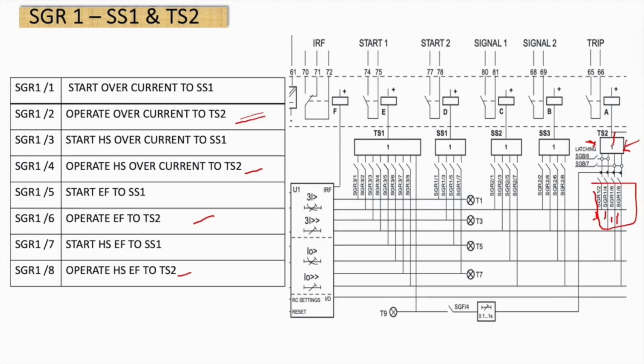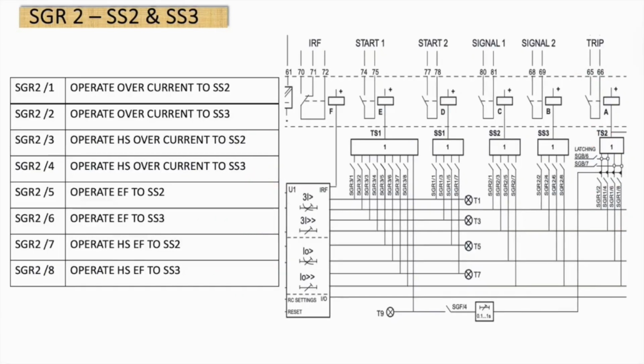TS2 activates contacts 65 and 66. The wiring you need to do is use 65 and 66 if you want to trip something. Here, you simply set SDR1 K2 to 1, SDR1 K4 to 1, SDR1 K6 to 1, and SDR1 K8 to 1. If it's 0, set it to 1. If you don't want some of these functions, set them to 0 within this relay. Okay? So, now only 2 functions will be active. The remaining 2 will automatically turn off.